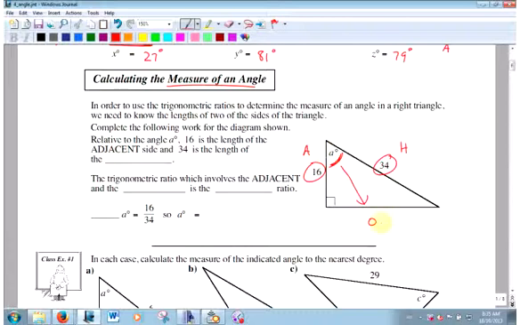Okay? Do I care about opposite here? I'm not asked to find it. I'm not given it. Which one has A and H? Yeah. Okay. Both of these have opposites in them, don't they? Okay. Cosine ratio. So the cosine of A is adjacent, 16, over hypotenuse, 34.